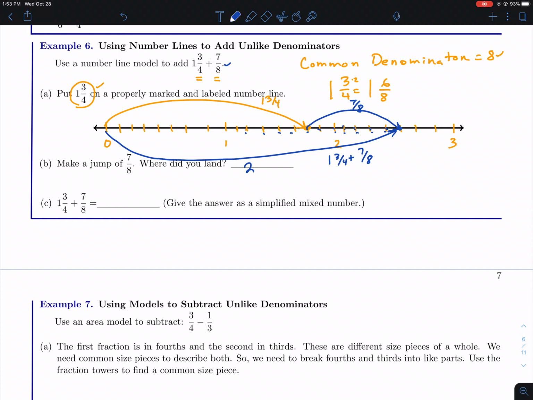1, 2, 3, 4, 5, 6, 7. 1, 2, 3, 4, 5, 6. 1, 2, 3, 4, 5, 6, 7.